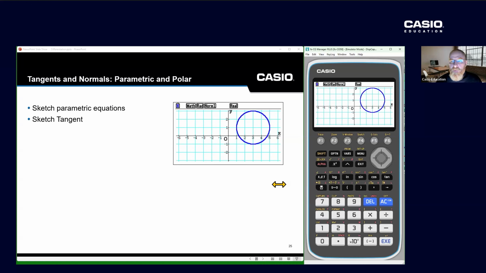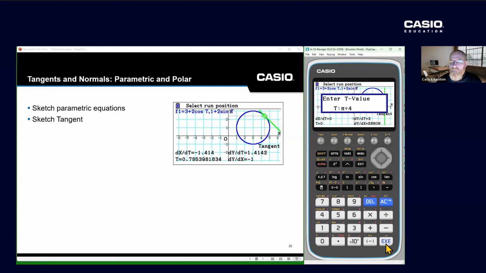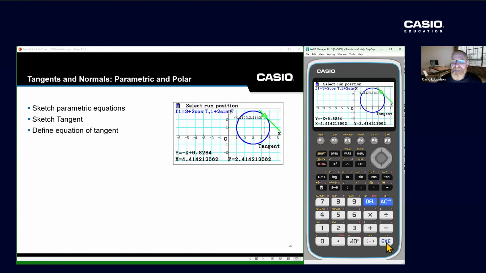You can sketch a tangent if you want, so Shift and Sketch Tangent. Notice it will place it at t equals 0 initially. I'm going to put this at pi over 4, so let's just enter pi divided by 4. You can see quite nicely it does give you the values of dx/dt, dy/dt, and also dy/dx. And you can also define the Cartesian equation of the tangent with execute again. So that assists with your calculations.